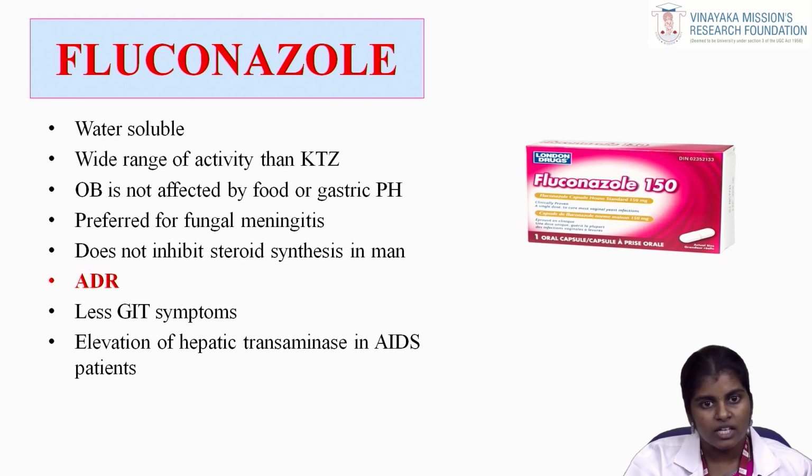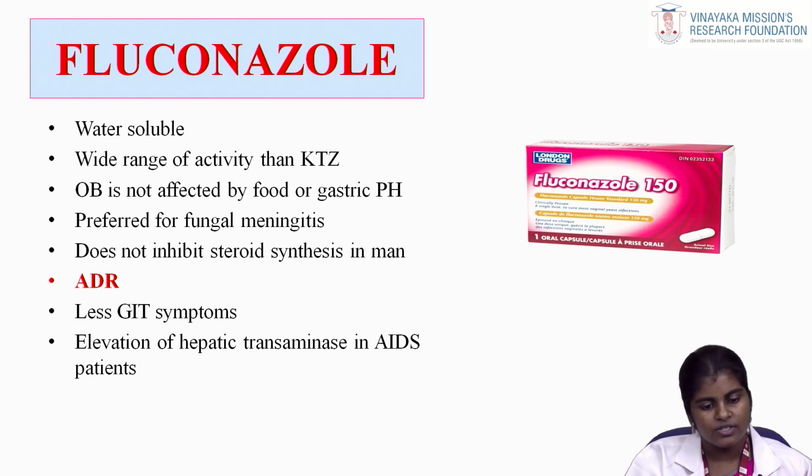It is a preferred drug, especially in fungal meningitis. Keep in mind fungal meningitis, because it penetrates into the brain and CSF. So in those cases, you can prefer fluconazole. The azole effective in fungal meningitis is fluconazole. It does not inhibit steroid synthesis in man, so you can give it to men and women.